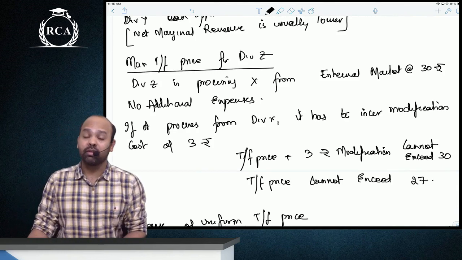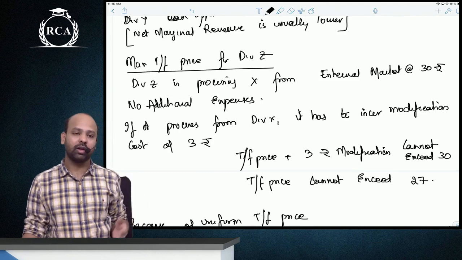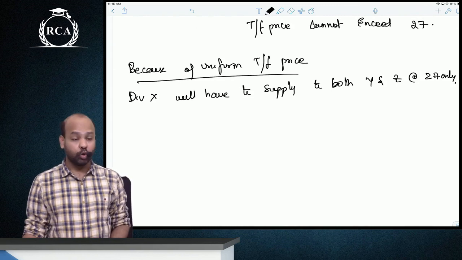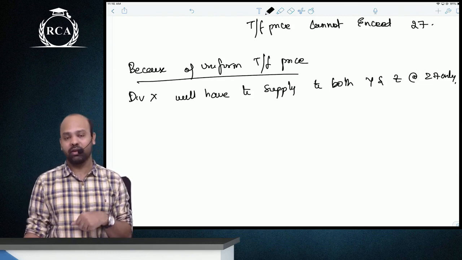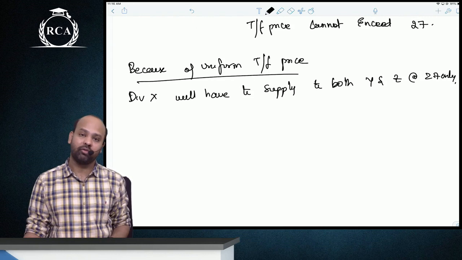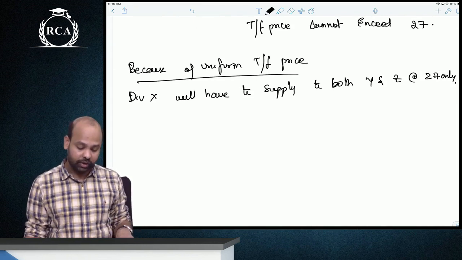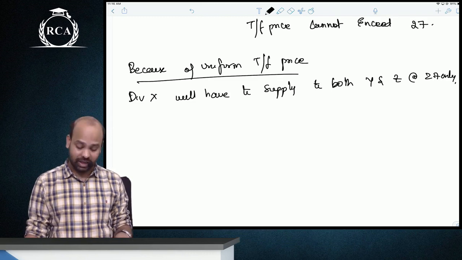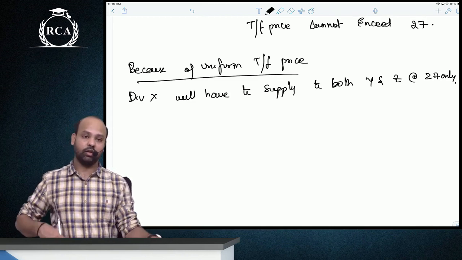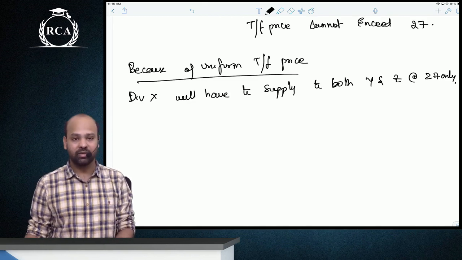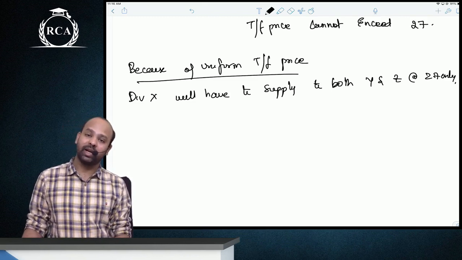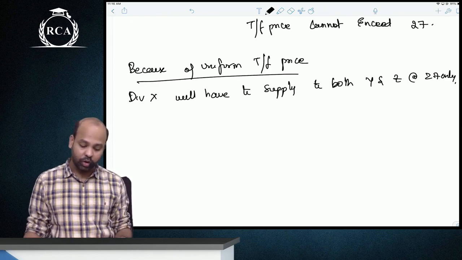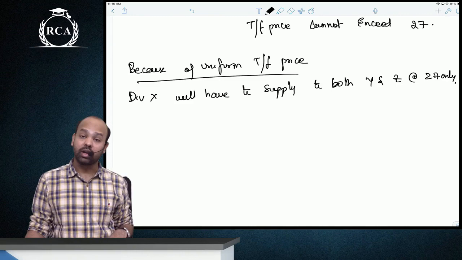And because of this concept of uniform transfer pricing, the overall transfer price to both the divisions will now be restricted to 27 rupees only. They cannot go beyond this transfer price of 27 rupees. But that's not the end of it, guys. We will have to decide whether it is beneficial for them to expand capacity or not. We will see from the viewpoint of division X if it is viable to expand capacity and transfer, taking a transfer price of 27 rupees and computing those contributions.